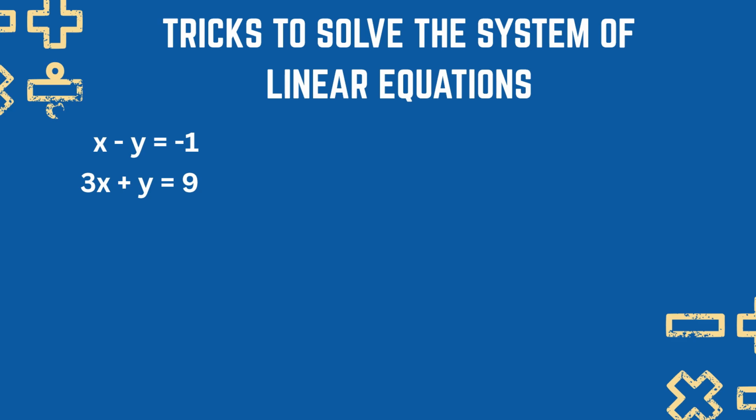Alright, okay, let's begin to find the value of x. So in finding the value of x, we're going to multiply the numerical coefficient of y to the constants. So this is the first pattern. So we're going to multiply the numerical coefficient of negative y, which is negative 1, to positive 9. And what is the answer? Alright, negative 1 times positive 9 is equal to negative 9.